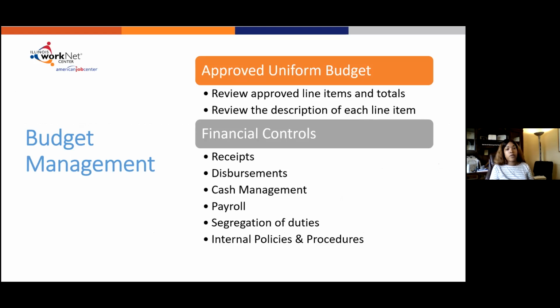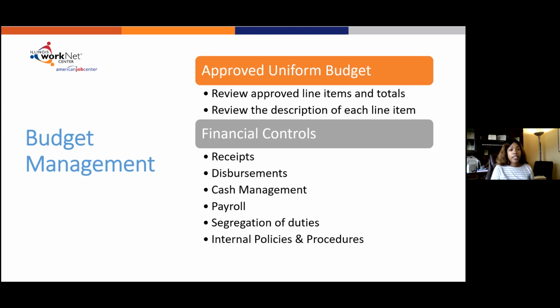An important fiscal function of managing your grant awards is budget management. Your budget is a numerical representation of your grant program goals and objectives, and serves as a guide or measure of acceptable financial performance. So again, review your approved line items and your budgeted totals. Review the description of each line item.